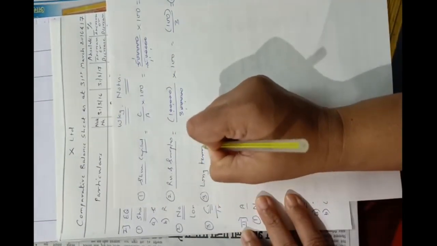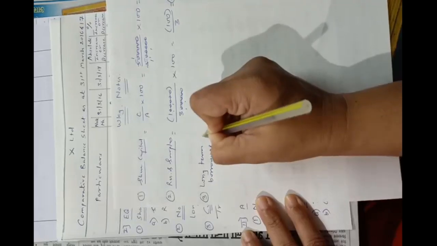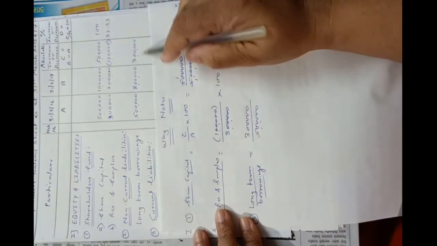Now long term borrowings. Long term borrowings 3 lakhs divided by 5 lakhs. Amount in C column divided by amount in A column into 100.